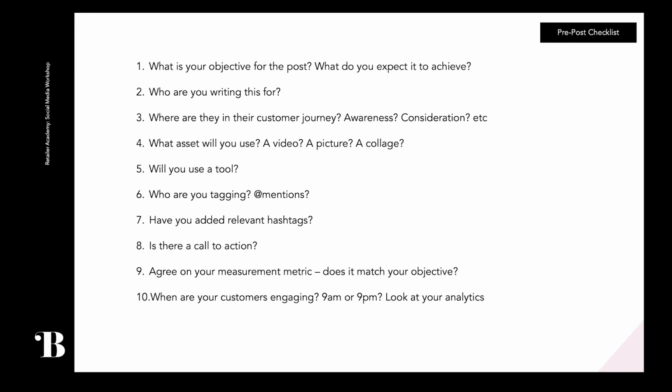Is there a call to action? Have you actually told people what you want them to do? This is a really important part. We're very time poor. We can't think for ourselves anymore. Agreeing on your metric and making sure it matches that objective in number 1. And lastly, are you actually going to engage with your customers when they're online? Because I find a lot of people post at the wrong time of day because it suits them. It's not when it suits their customer, it's when it suits them. So if your customers aren't online at 11 o'clock in the morning, don't post at 11 o'clock in the morning. Post when it suits your customer.